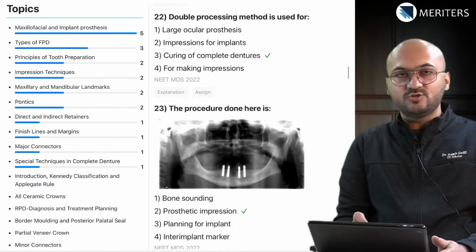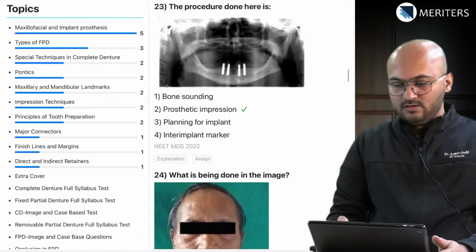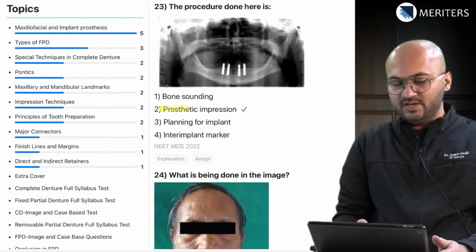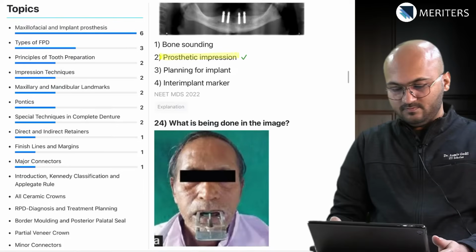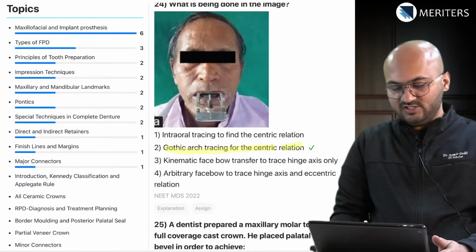Double processing method is used for curing dentures. Then an OPG showing impression copings attached to implants. Then another image based question of Gothic arch tracing in centric jaw relation.